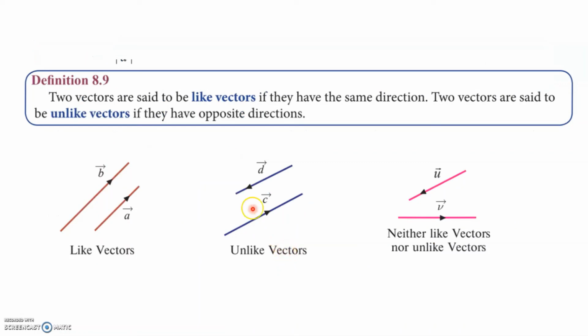Next, we'll see what are like vectors and unlike vectors. With this, we have covered this section today. Like vectors are two vectors which are going in the same direction, right? And unlike vectors are vectors which are in the exactly opposite direction. So when you say unlike vectors, remember this, they are not random, but they're exactly opposite to each other. And these vectors can be called neither like nor unlike vectors.